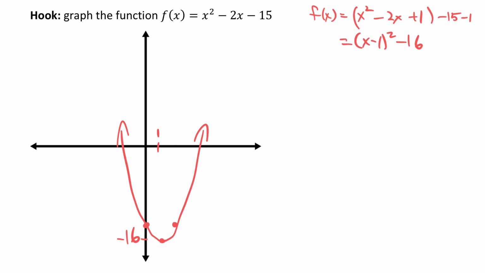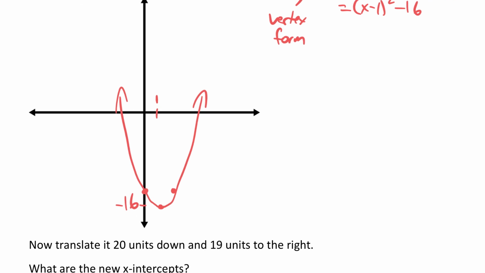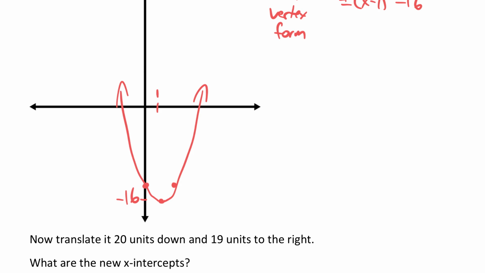All right, well, again, we were able to graph it because we turned it into vertex form. We grab that vertex, which is crucial for graphing the parabola, and away we go. But what I want to do now is something interesting. I want to take this parabola, and I want to translate it 20 units down and 19 units to the right, and then I want to discover the new x-intercepts.